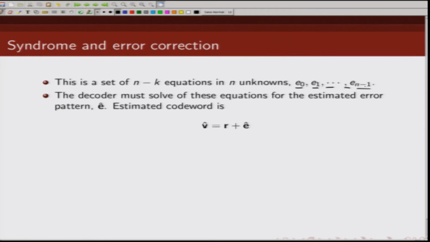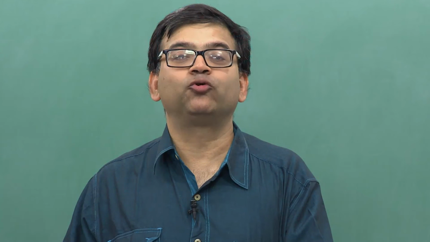Okay. So, we need to solve these set of n minus k equations to get back our corrected sequence. And what would be a corrected sequence? Our estimated code word would be nothing but R, the received sequence, plus the estimated error pattern. When we do error correction, essentially what we are trying to do is estimate what the error pattern is.